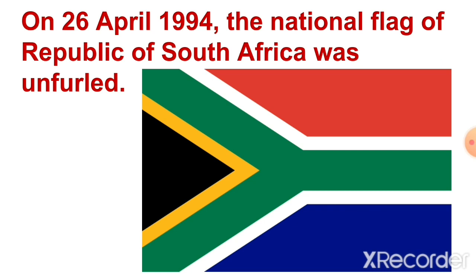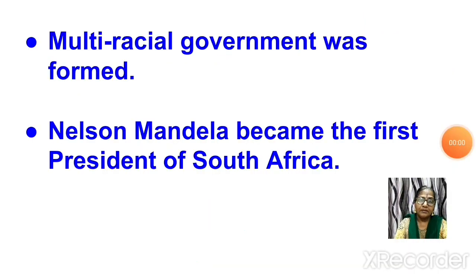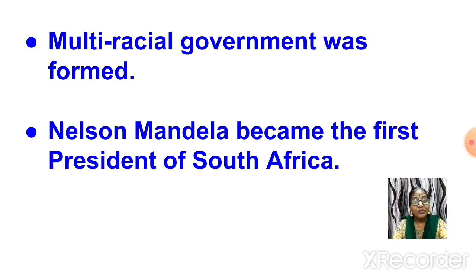so it is a recent instance, right? The new national flag of the Republic of South Africa was unfurled. Can you see the flag? Very good. This marked the newly born democracy in the world. This apartheid government came to an end, giving way for the new multiracial government. What do you mean by multiracial government?